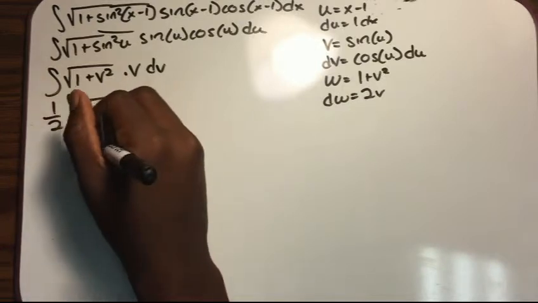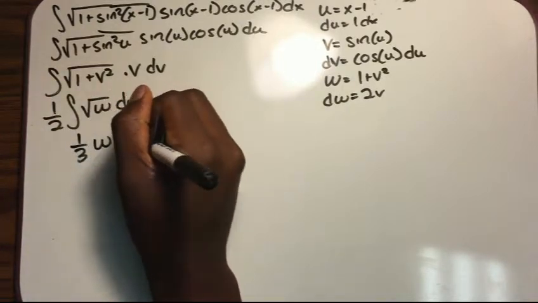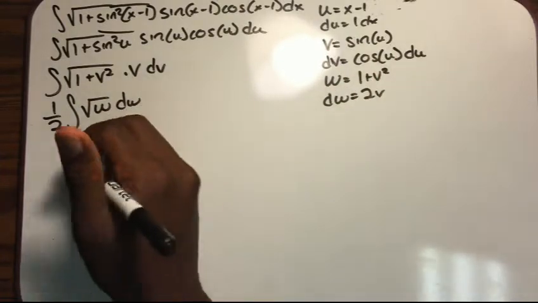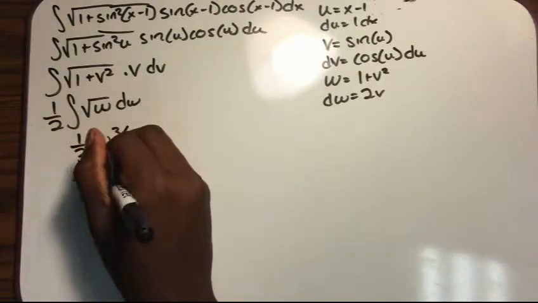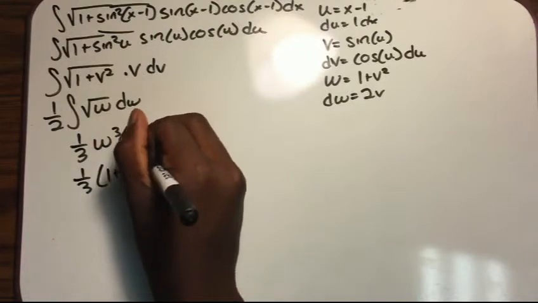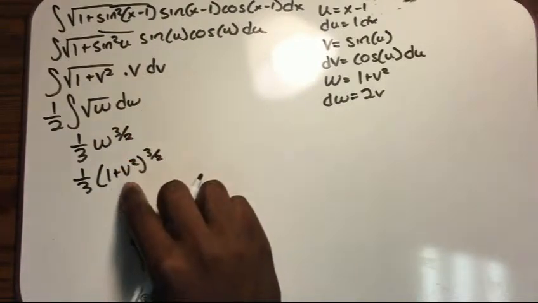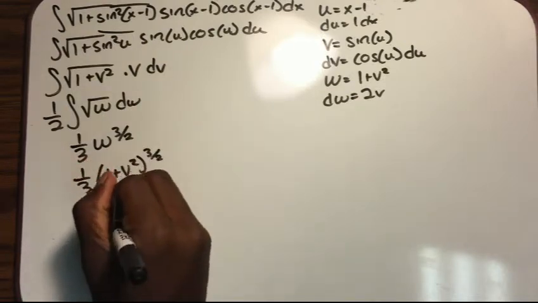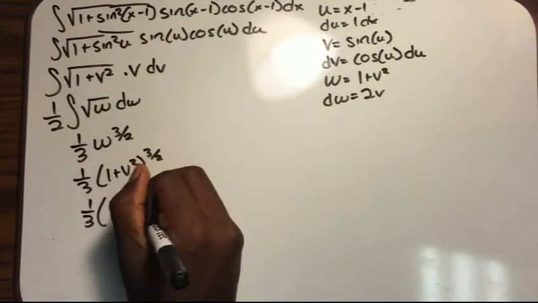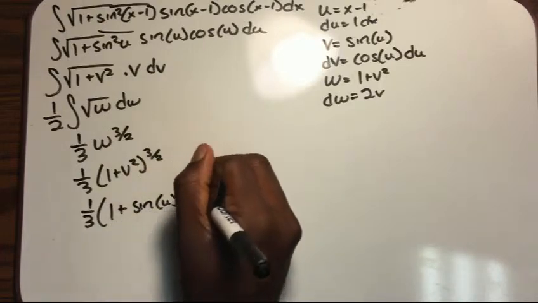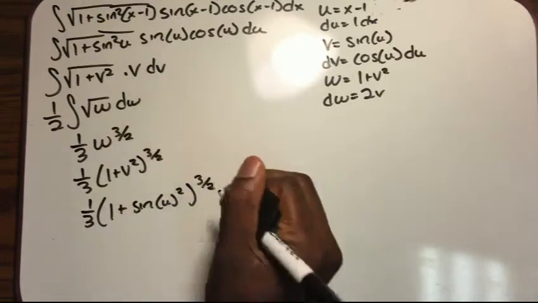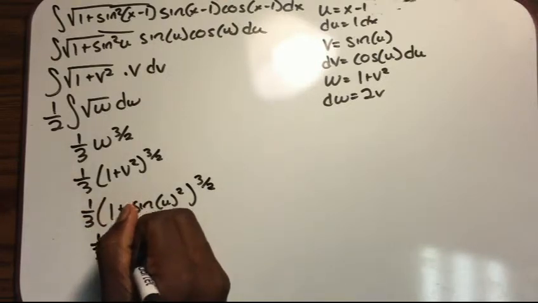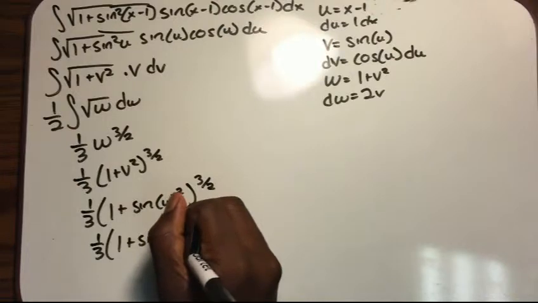From then on, we can do the integration, and what you get is 1/3 times w to the 3/2. From there, we substitute w in terms of v, so we get 1/3 times (1 plus v squared) to the 3/2. And now we have to substitute for u, so it's 1/3 times (1 plus sine of u squared) to the 3/2.